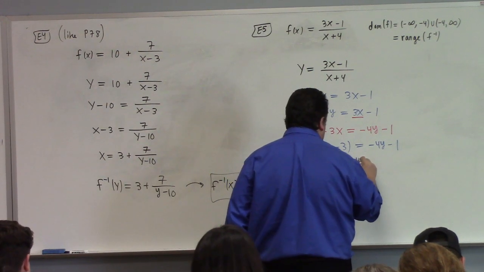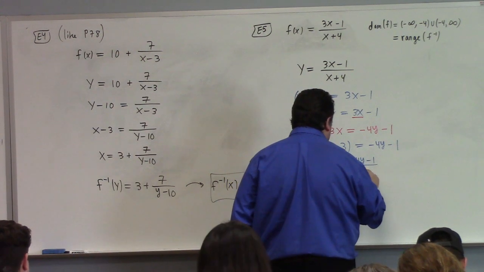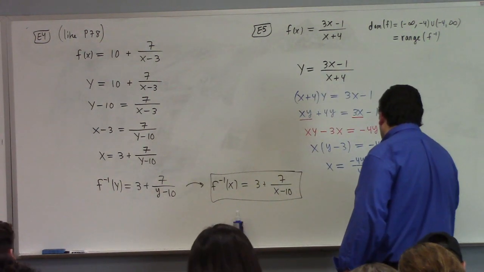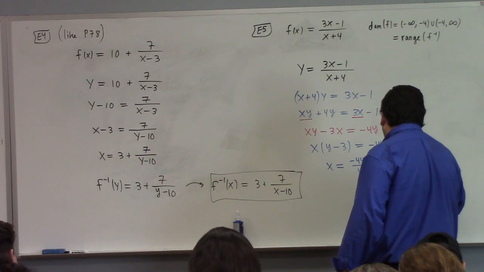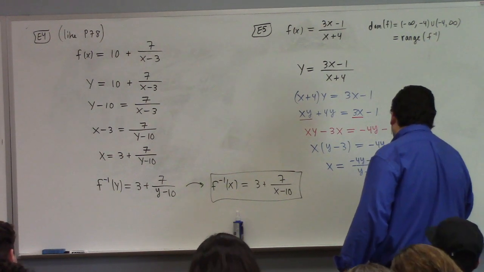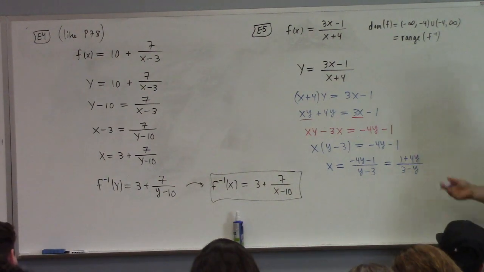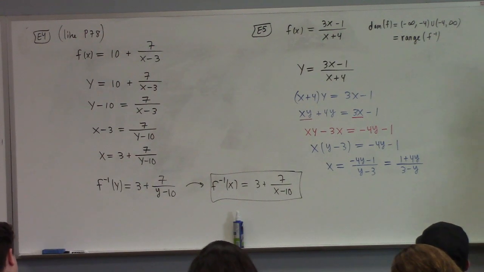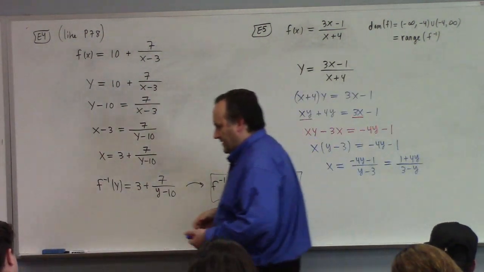to (minus 4y minus 1) divided by (y minus 3), which I kind of like to write instead as (1 plus 4y) divided by (3 minus y). Either formula is really fine. So there you go. That's the formula for the inverse function. Let's write it down.